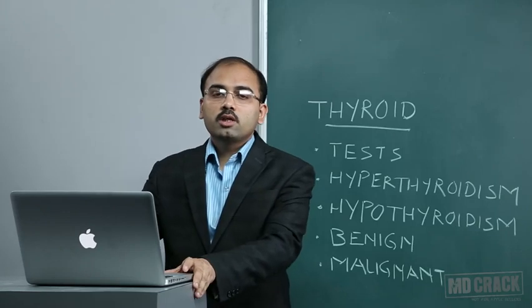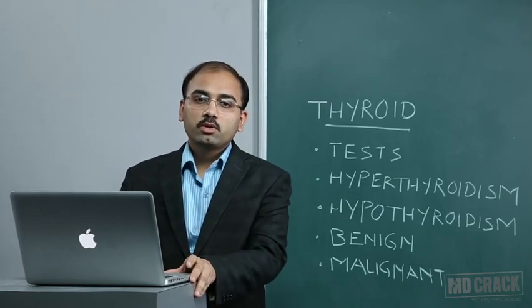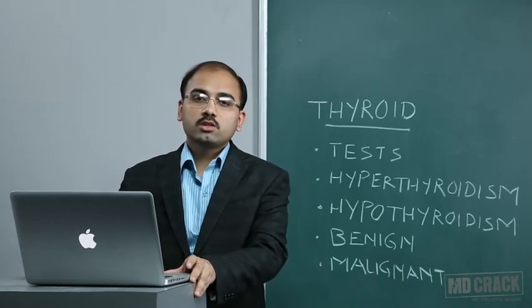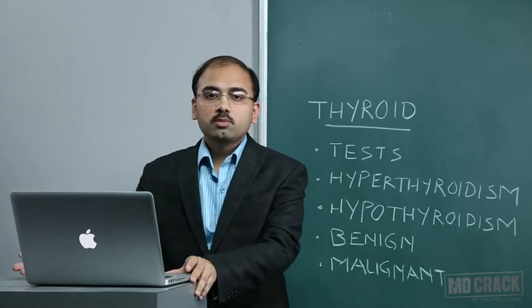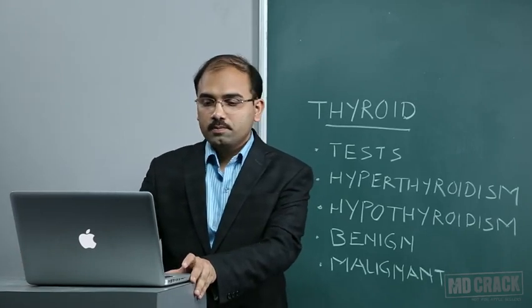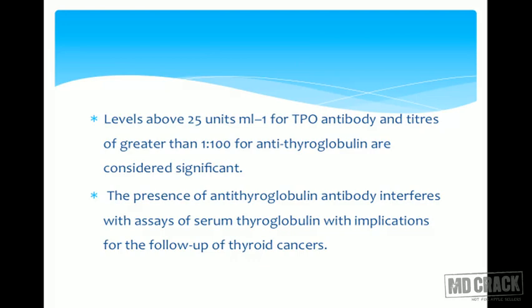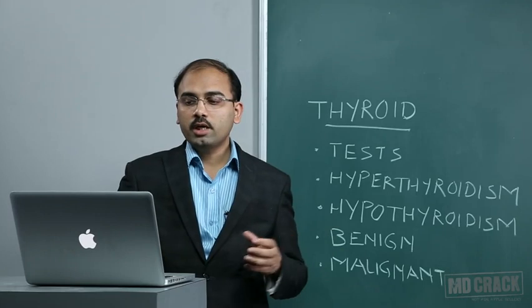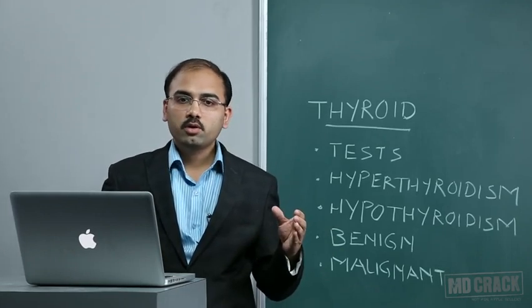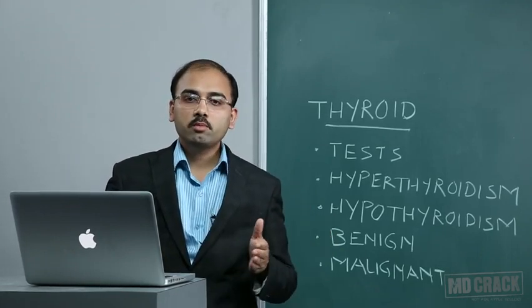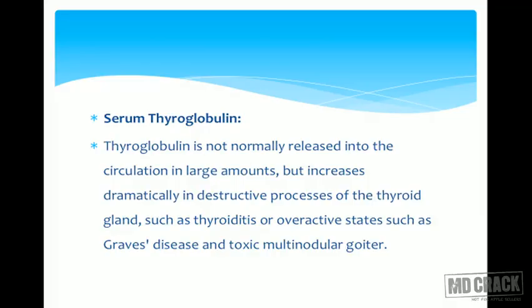So when you get TPO autoantibodies more than 25, then it is a significant titer, and this is to be diagnosed as autoimmune thyroiditis. The presence of antithyroglobulin antibody interferes with serum assay of thyroglobulin, with implications for the follow-up of thyroid cancers. The presence of antithyroglobulin antibody is very important because many of the thyroid cancers can be followed up after its estimation. Next we have serum thyroglobulin.